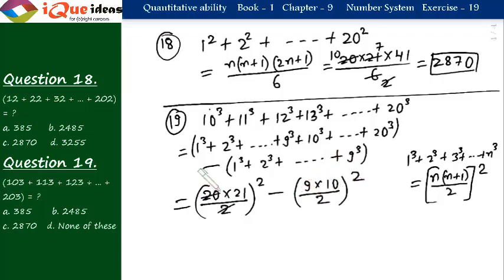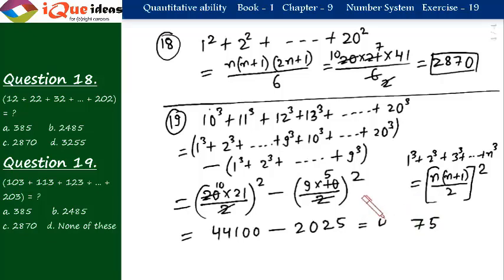Now 2 cancels 20 10 times, 10 into 21 is 210 and 210 square is 44100 because 21 square is 441. So 44,100 minus, 2 cancels 10 5 times. So it is 9 5s are 45 and 45 square is 2025. Alright. So 44,100 minus 2025. If you subtract, it will become 75 in the end and 440 minus 20, so it is 420.